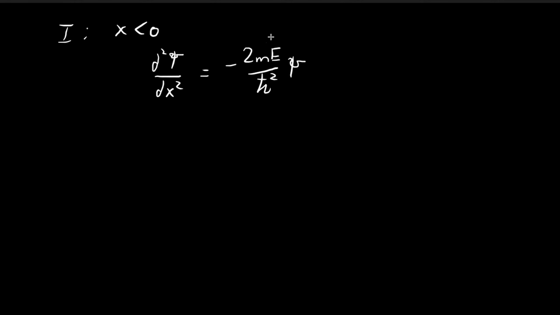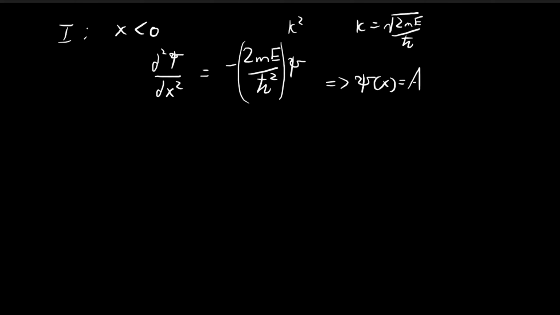And so we've done this many times before. I'm just going to let this term here be equal to k squared. So that means k is equal to the square root of 2mE divided by h bar. And this implies that ψ(x) is equal to some constant times e to the power of ikx plus some constant times e to the power of negative ikx. So this is ψ(x) for region 1.